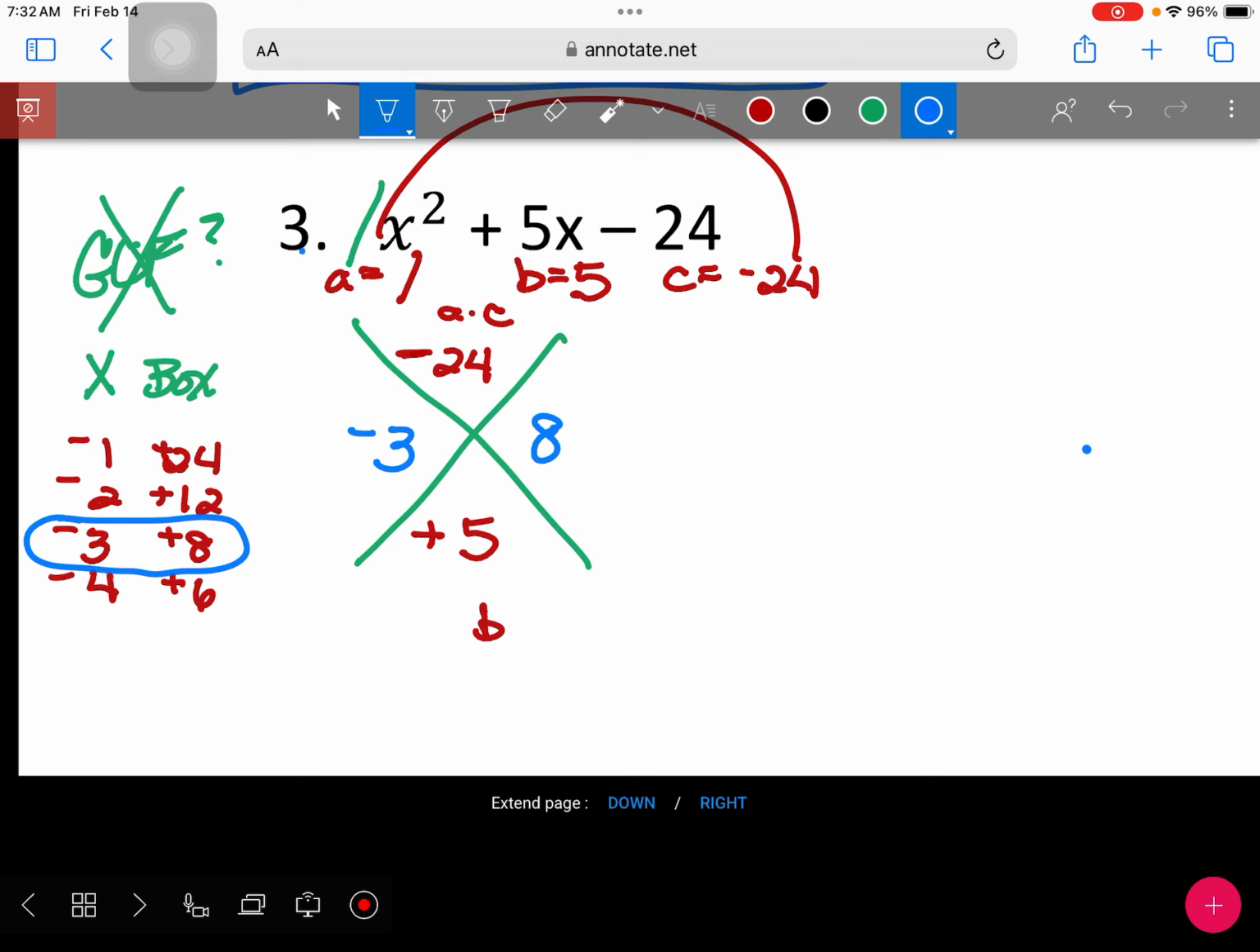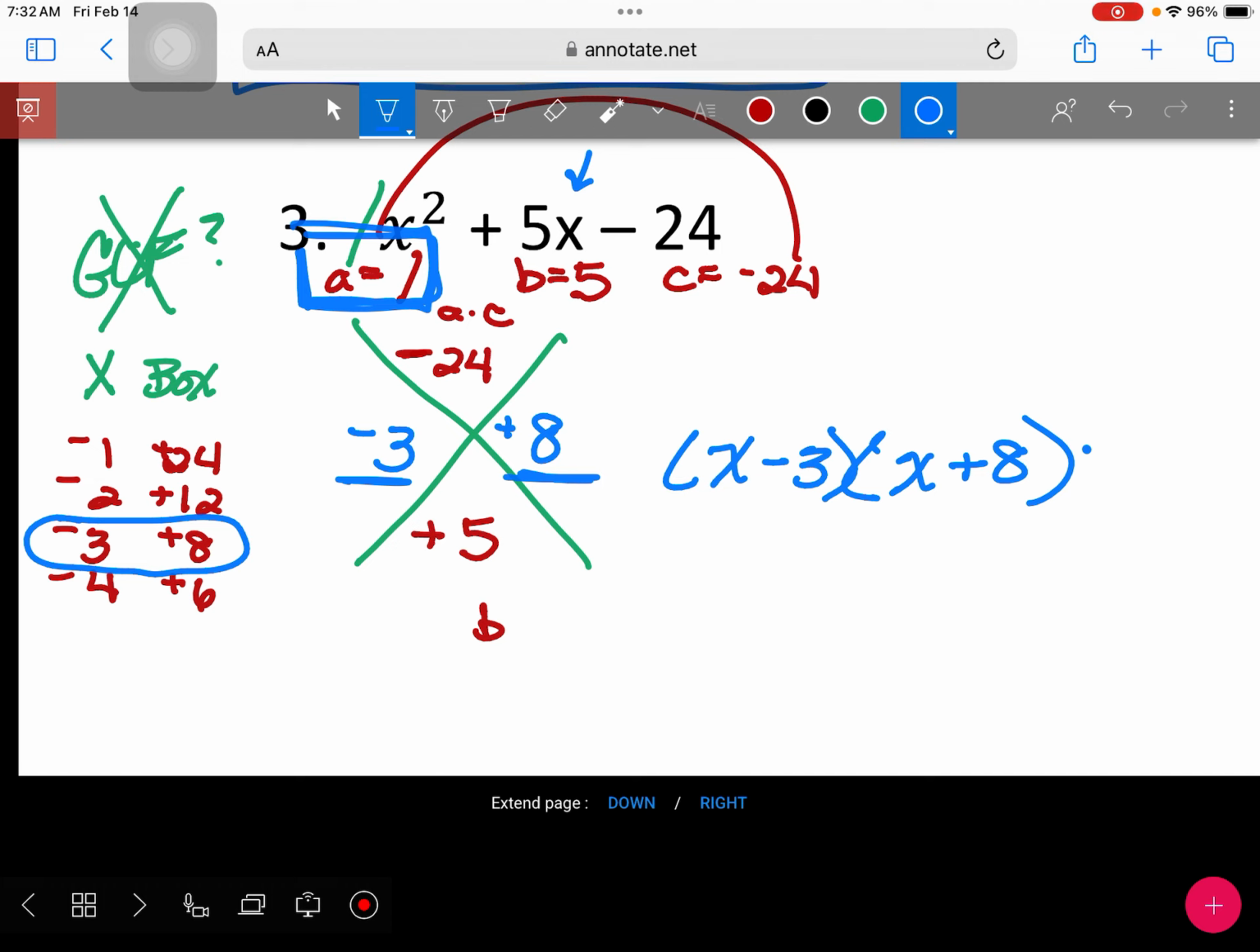Now, A is equal to 1. This is a nice little easy, it's not a trick per se, but it kind of is. Since my first term is x squared, the only thing that would multiply to give you a 1x squared is 1 times 1, which means these here are part of your factors. So since we're dealing with x, it's going to be x minus 3 for that first factor, and x plus 8 over there. And that's it.